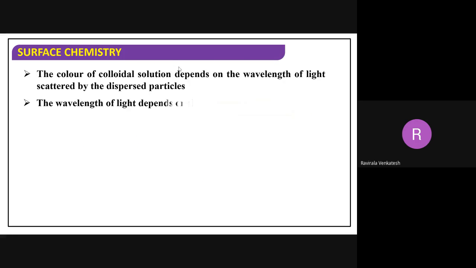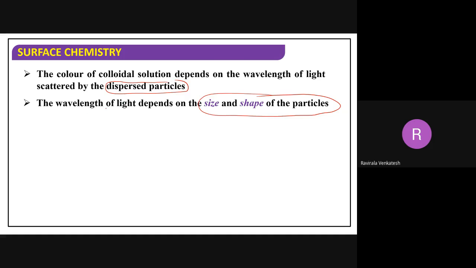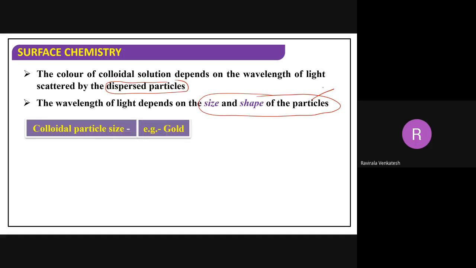The color of a colloidal solution depends upon the wavelength of light which is scattered by the dispersed colloidal particles. The wavelength of light depends upon the size and shape of the particle also. Now, the wavelength of light depends upon what actually? The size and shape of the particle.